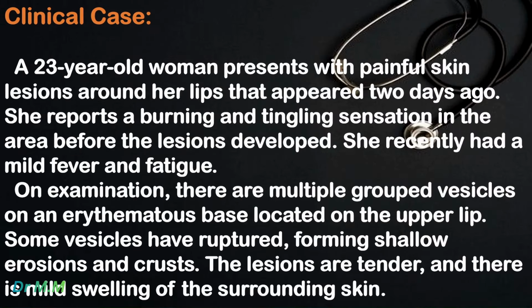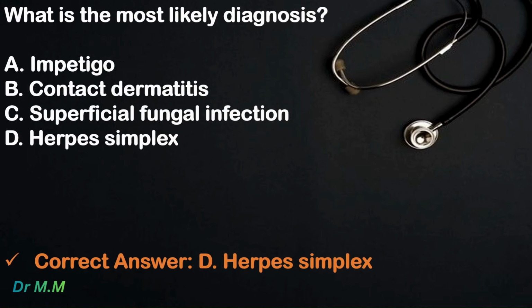Clinical case: a 23-year-old woman presents with painful skin lesions around her lips that appeared 2 days ago. She reports a burning and tingling sensation in the area before the lesions developed. She recently had a mild fever and fatigue. On examination, there are multiple grouped vesicles on an erythematous base located on the upper lip. Some vesicles have ruptured, forming shallow erosions and crusts. The lesions are tender and there is mild swelling of the surrounding skin.